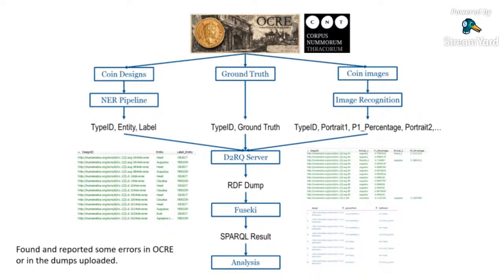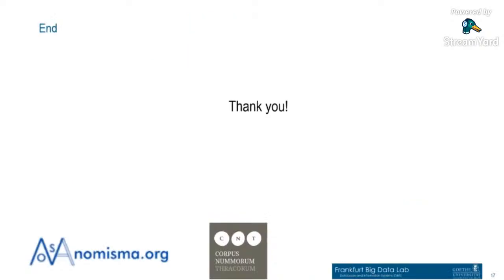The image recognition is, of course, at the moment not so precise, and it's also due to the fact that the coins are not always well preserved, and you're getting, as you see here, portrait 1, 2, 3, a set of possible results that could be there. But we found in OCRE various errors using this method and reported them, and they're hopefully corrected. And that's my short overview.